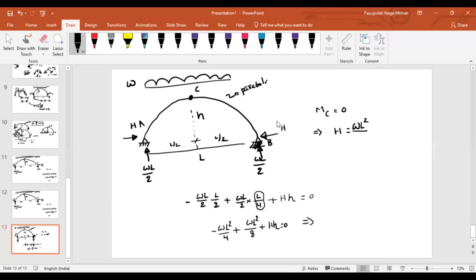What about the capital H then? UDL missing, sir. We are missing the UDL load, sir. That's it. UDL load I have considered, right? WL by 2 into L by 2. Yes, sir. We both missed that UDL. This is reaction, this is reaction, UDL support. Have you missed anything?